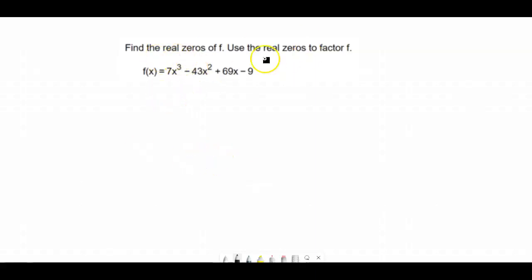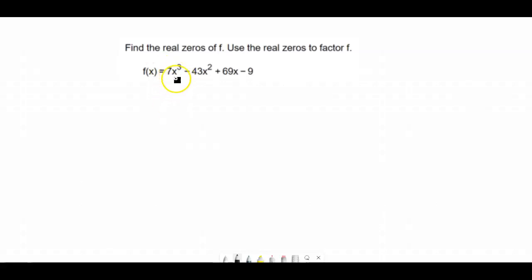Beckstrom, and today we're going to look at finding the real zeros of a function here. So looking at this function, this is a third degree polynomial because the highest degree is a 3, which means that we're going to have up to 3 real solutions. Now some of those may end up being imaginary, so we might not have 3 altogether.